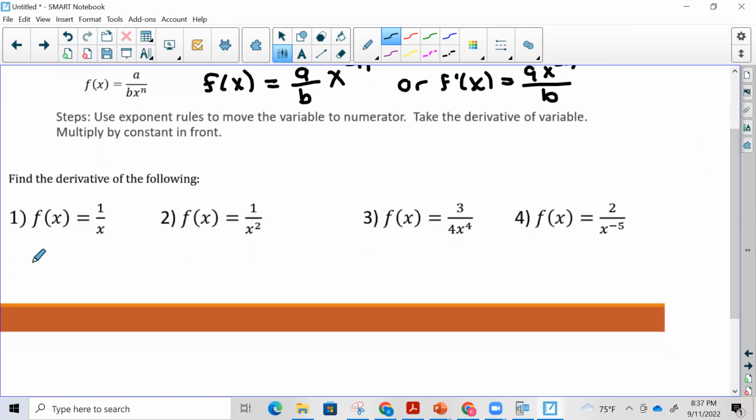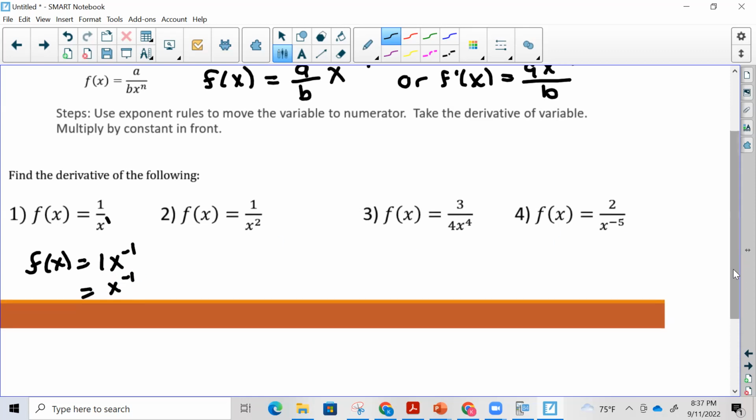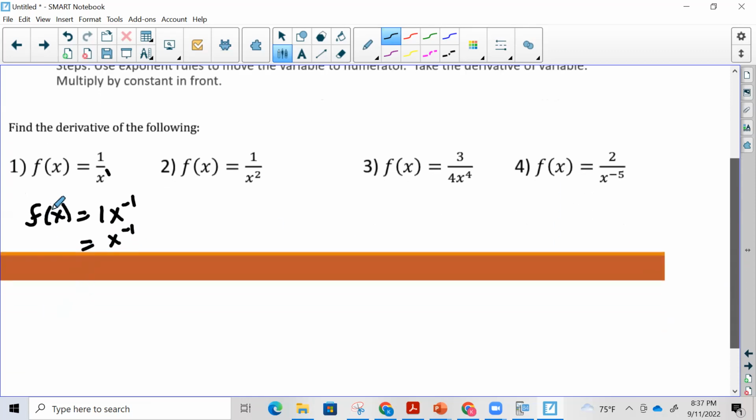So for this first one, if we do this f of x, okay, again, this is x to the first when we don't write it. So this would become 1x to the negative first, okay? Or we could rewrite it as x to the negative first because we don't usually write the 1. So we first rewrite the original function, and this is still my f of x. I didn't take the derivative. I didn't use the rule we learned.